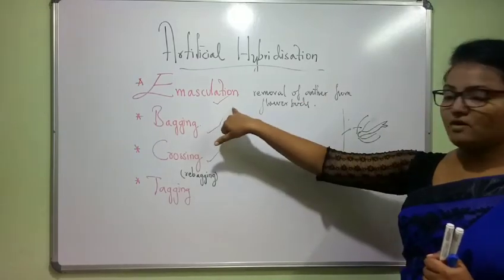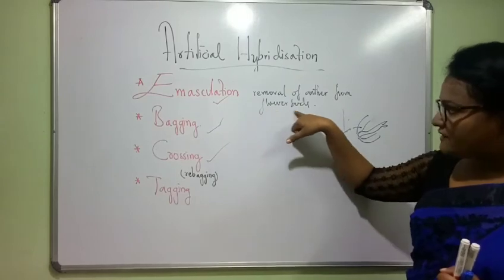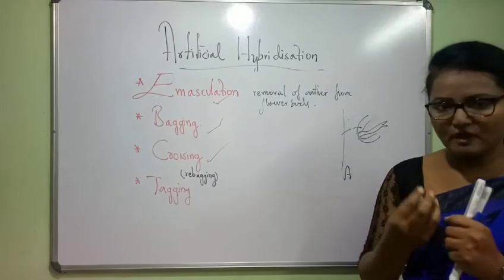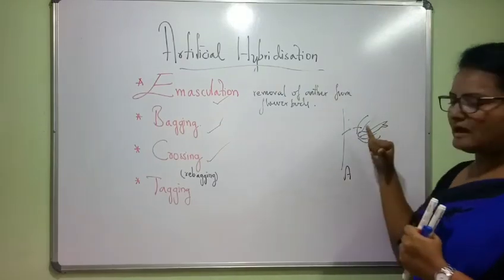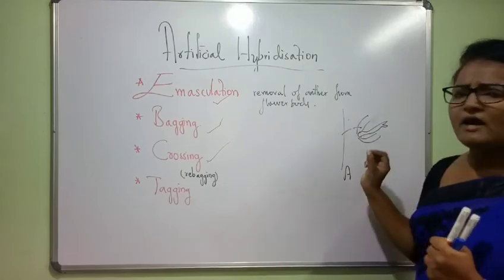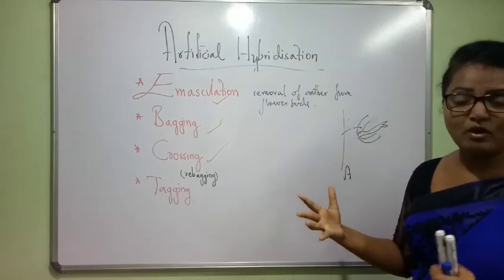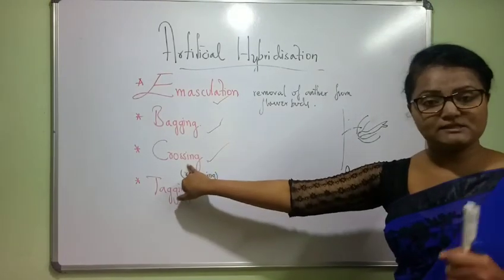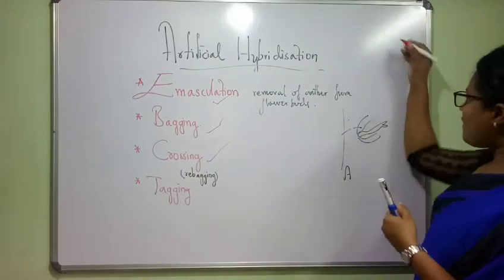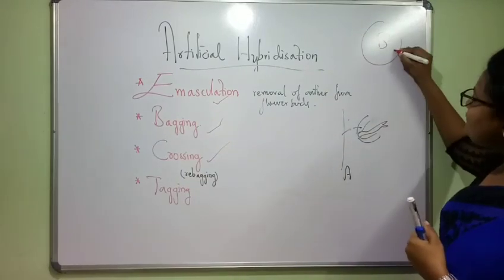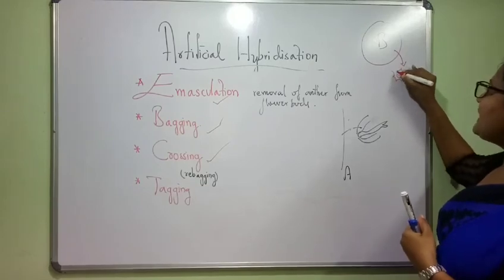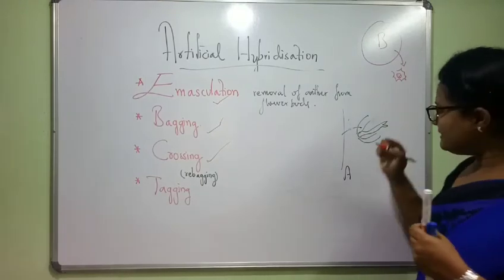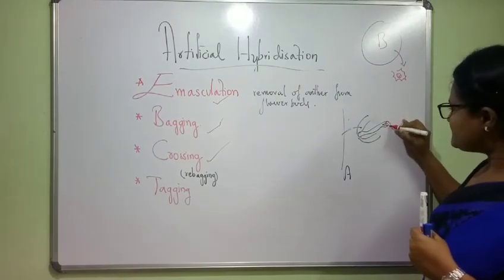Because during the flower bud stage only, we have removed the anther. It means the flower needs to grow and mature. So here also the same thing happens. During the bagging, we keep them to get matured. What? The stigma. Once the stigma gets matured, we perform the crossing step. So what is the crossing step? From plant B, we collect pollen grains, and they are dusted on the surface of the stigma.